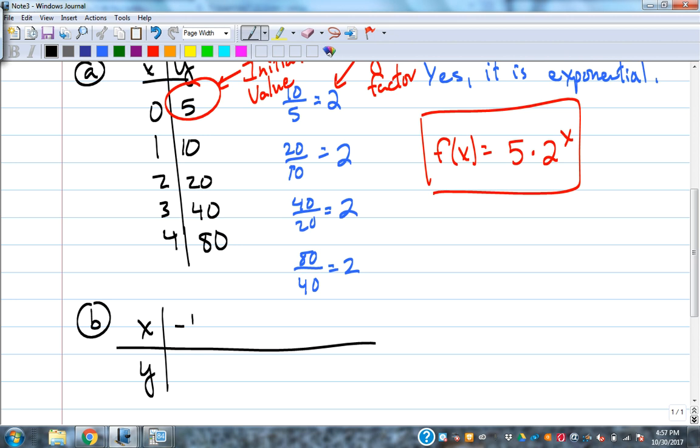Sometimes they'll write that table sideways. Not my favorite way for them to do it, but it happens.